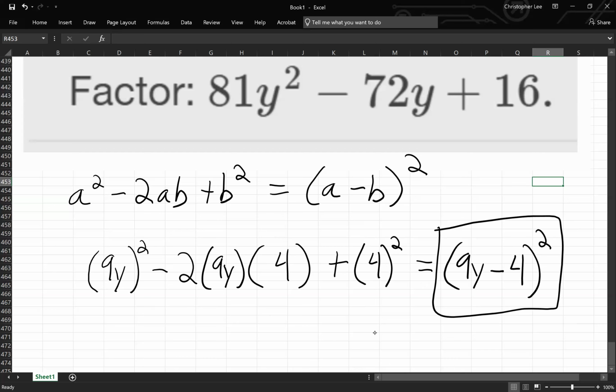Any questions on this? Again, it's just a trick. If you don't want to memorize it, that's fine. You have your AC method, it will always work.